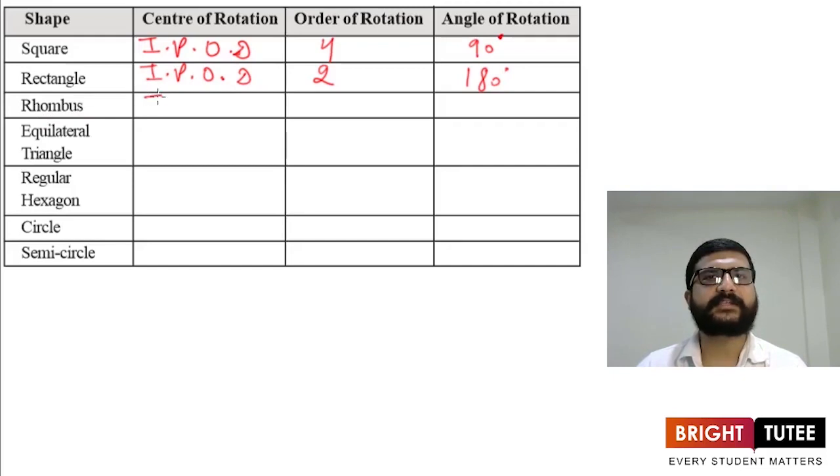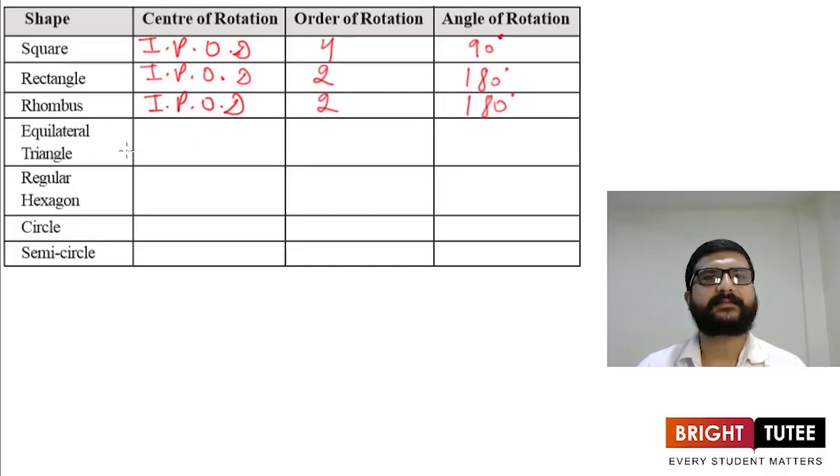Now the third one is rhombus. Again the center of rotation is IPOD. By IPOD we mean the intersecting point of diagonals. Now the order of rotational symmetry is 2 and the angle of rotation will be 180 degrees.